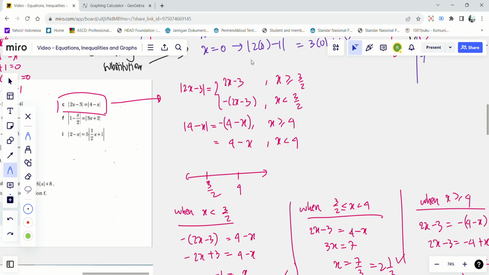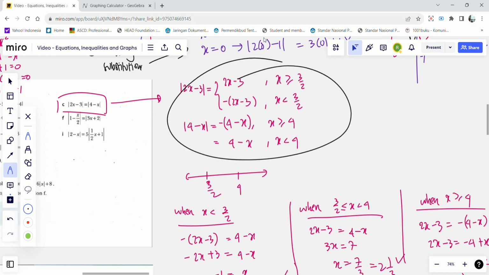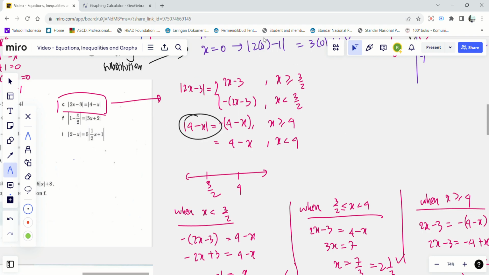So let's say we have modulus 2x minus 3 equals modulus 4 minus x, and we want to equate them. As I did before, I will have to break it down into cases. The interesting part is this one. You see, it's a bit different from the pattern. Whenever x is at least the key number to intercept, usually we don't change the sign, we just keep it the same. But in this case, for x at least 4, it's the other way around.